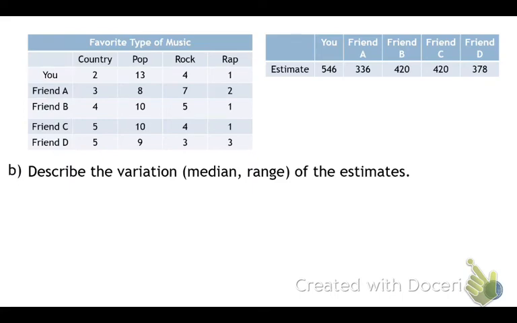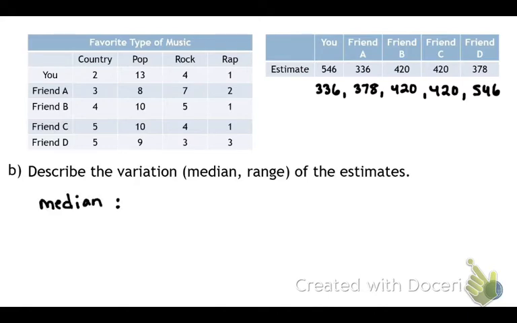Okay, so I know on our last one, we had put them in order from least to greatest, which will have 336, 378, 420, 420, and 546. You guys don't need to rewrite that because you already had it on your paper. I'm just rewriting it because it's a new screen for me. Let's look at problem B. It says to describe the variation. When looking for variation, it's typically talking about the median and the range. So let's write the word median here. That's what we're going to find first. What does median mean?